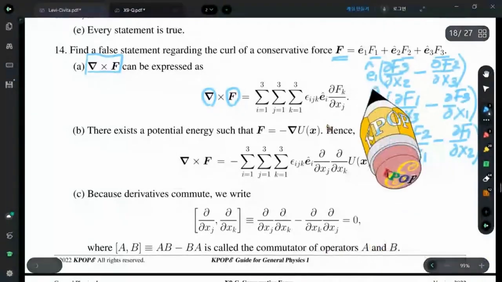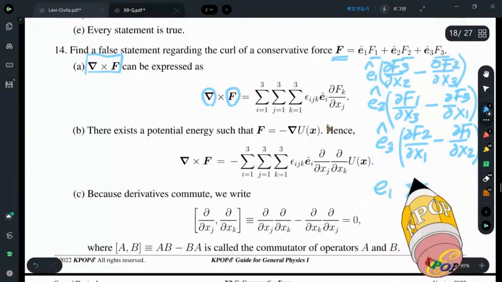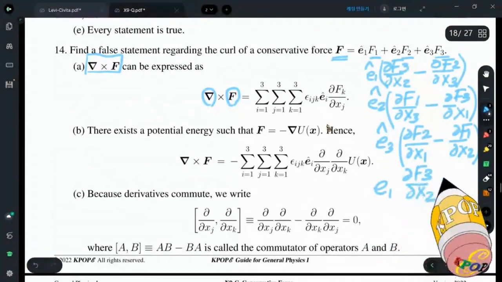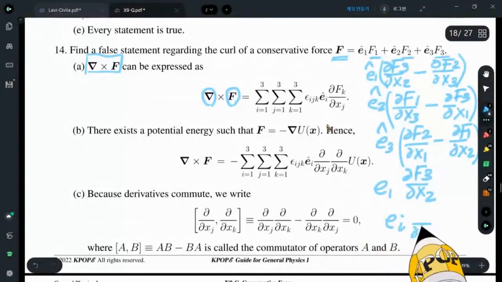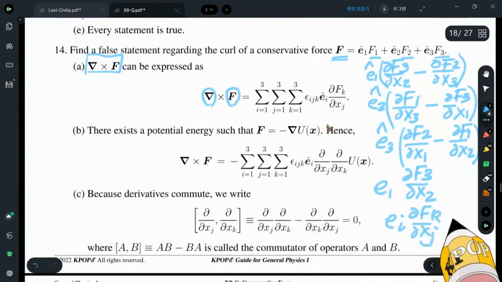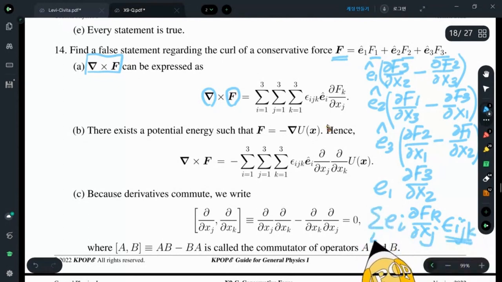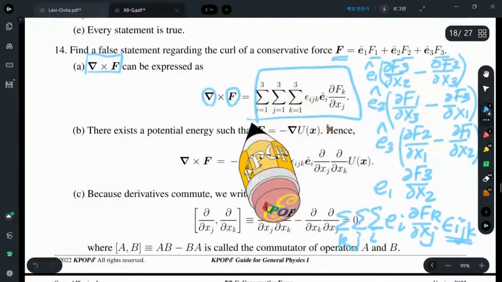That means epsilon 1, 2, 3 are positive. That means e_i, x_j, F_k, and I need to multiply epsilon of ijk. That is summed over i, summed over j, summed over k. That is in here.